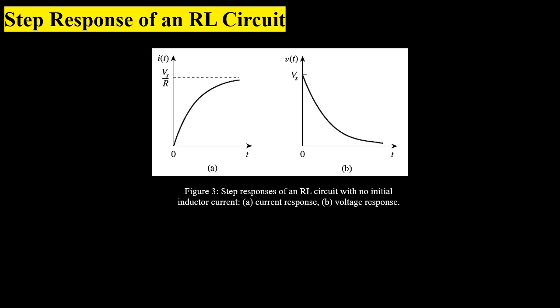Figure 3 represents the step response of an RL circuit with no initial inductor current. Graph A represents the current response whereas graph B represents the voltage response. The voltage source Vs was applied at time t equals 0 seconds. When the voltage source is applied, we know that the current through an inductor cannot change instantaneously, so it will gradually rise to its maximum value of Vs over R. And once the inductor is charged up for DC, it acts as a short circuit. So the voltage across the inductor will gradually decrease to 0, which represents a short circuit.